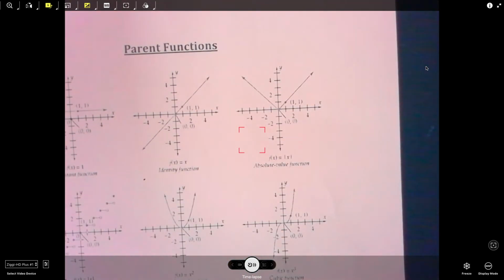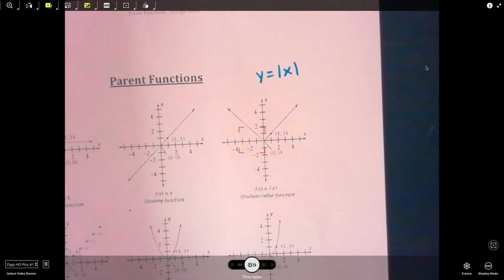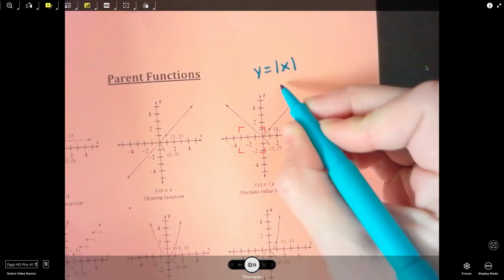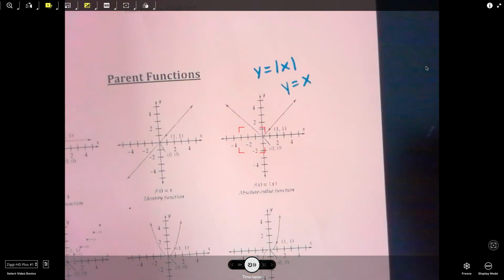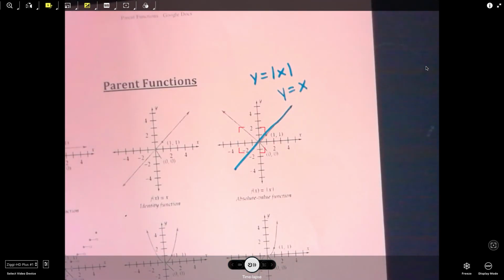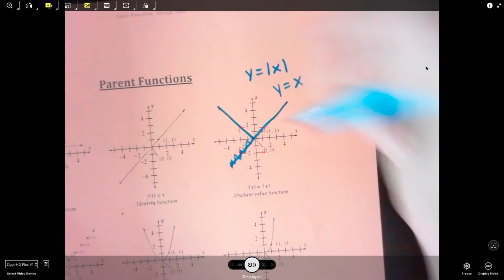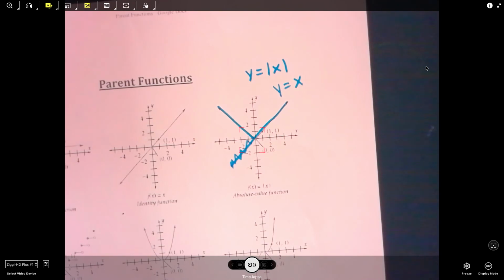Now, absolute value, let me talk about him for just a second. He is y equals absolute value of x. If I strip away the absolute values, I just have the equation y equals x, right? Which looks like this. But what does the absolute value mean? It's only positive, right? Which means this guy right here gets moved, and he looks like a V now. Does that make sense? That's what the absolute value of x looks like, okay? So there's that. All right?